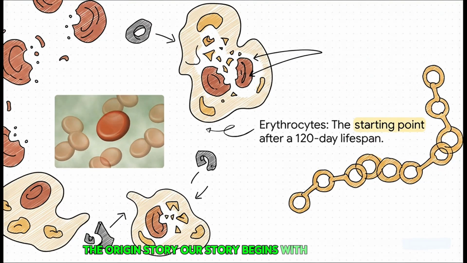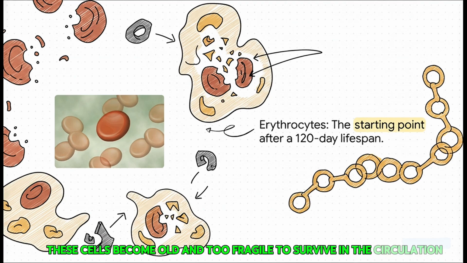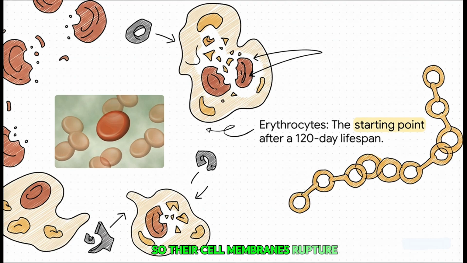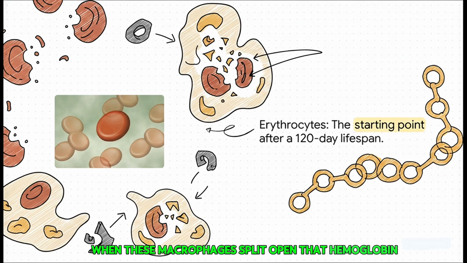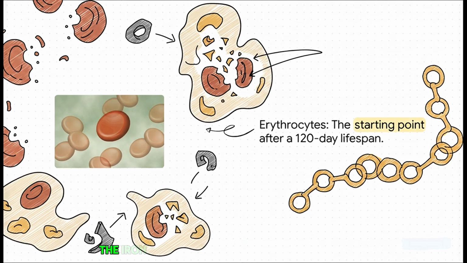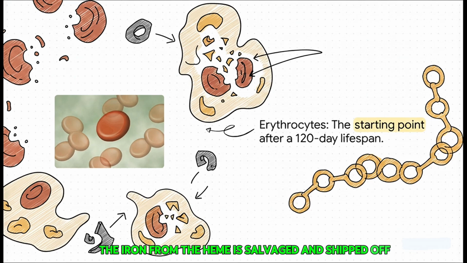Our story begins with the erythrocyte. Imagine the red blood cell. After an average lifespan of about 120 days, these cells become old and too fragile to survive in the circulation. So their cell membranes rupture and they get engulfed by tissue macrophages, the reticuloendothelial system that acts as the body's cleanup crew. When these macrophages split open that hemoglobin, they release globin and heme. The iron from the heme is salvaged and shipped off, leaving behind a straight chain of 4 pyrrole nuclei. And that right there, my future doctors, is the exact birthplace of bilirubin.